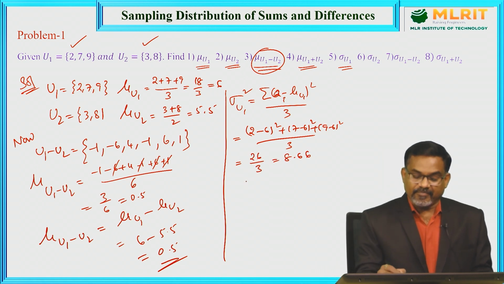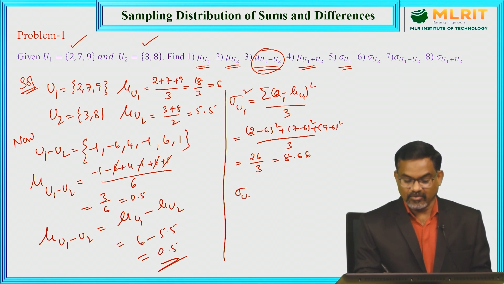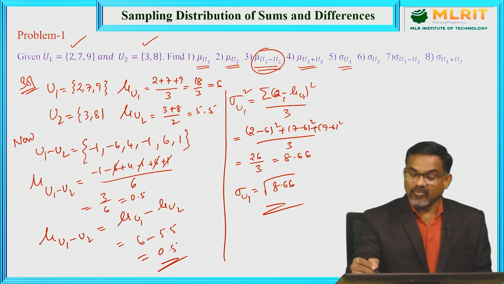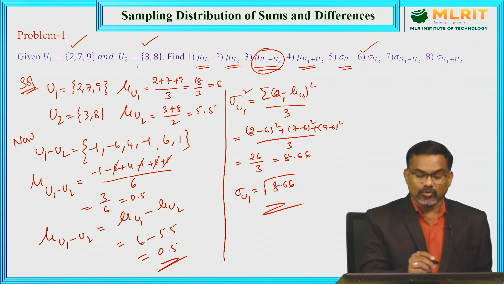So, here after simplifying and calculating, the value is 26 divided by 3 and hence the variance is given by 8.66, and the standard deviation can be obtained by taking the square root of this. So, sigma U1 is under root 8.66. Similarly, we can calculate for the second set U2 also.